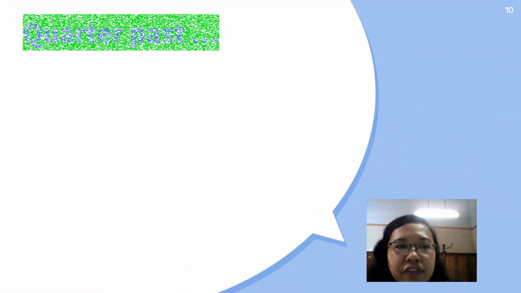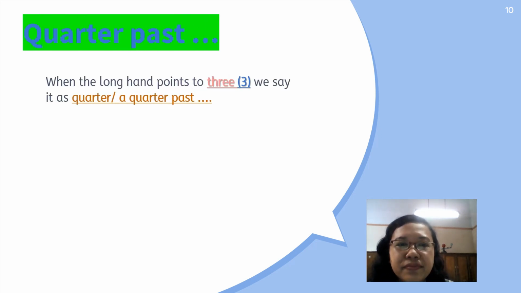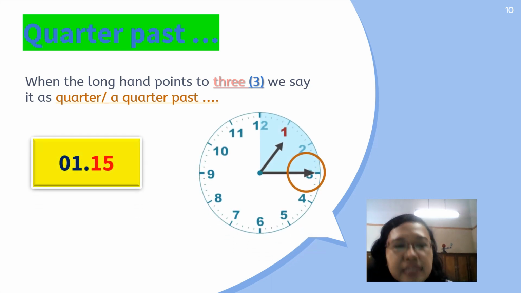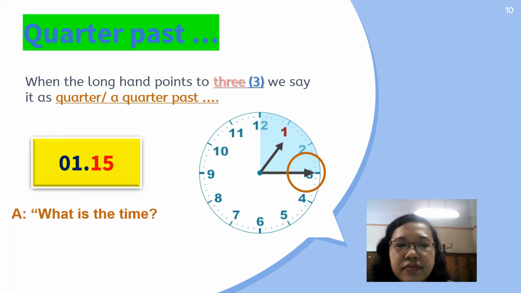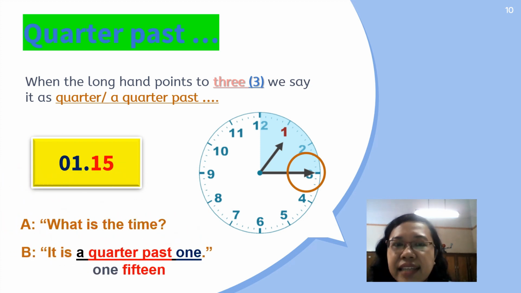Okay students, after finishing half past, we go to quarter past. When the long hand points to 3, we say it as a quarter past. You will see the examples of analog and digital clock here. What is the time? Yes, it is a quarter past 1 for the analog clock and it is 1:15 for the digital clock. Good students!